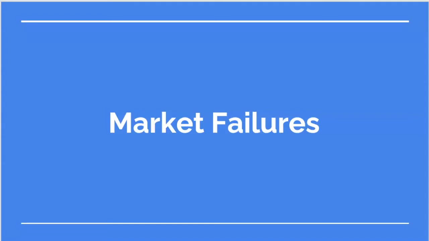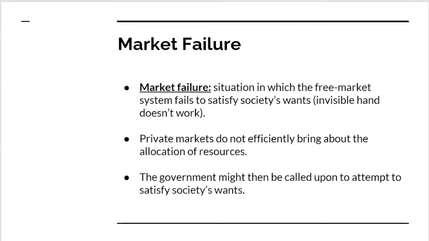Well, this entire unit is about what happens if the market fails. What happens if the invisible hand fails and the market fails to produce what society wants? That's essentially what a market failure is. A market failure is a situation in which the free market system fails to provide what society wants here. What we mean by that is the private markets are not acting or producing in an efficient manner. And when that happens, the government is going to be called upon to help fix the problems.